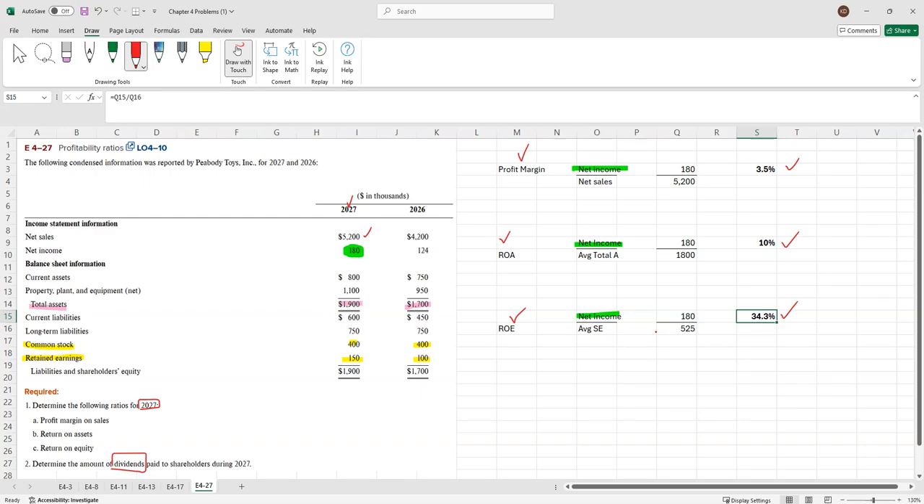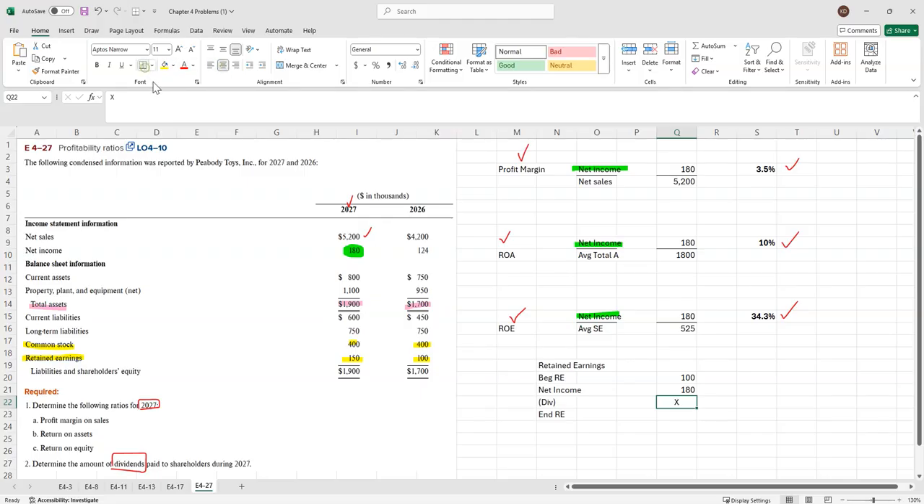The next thing they want us to find out are our dividends, right? So we have to kind of think about this. We can use phone a friend to our retained earnings equation. But if you remember, it's going to be your beginning retained earnings plus your net income minus your dividends gives you your ending retained earnings, right? So we can kind of pluck out some of this information. Beginning retained earnings is 100. Our net income for the period is 180. We need to solve for those dividends that we paid, which will give us our ending retained earnings from over here of 150.